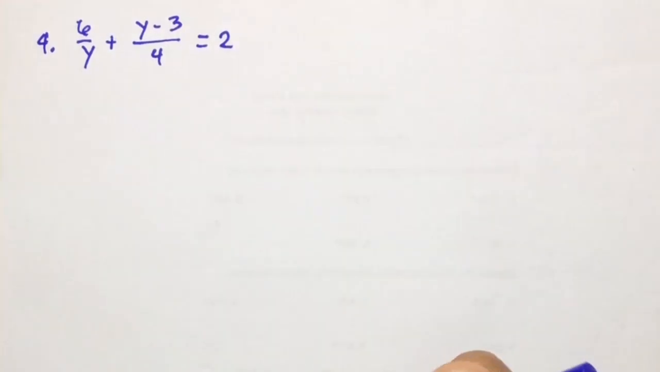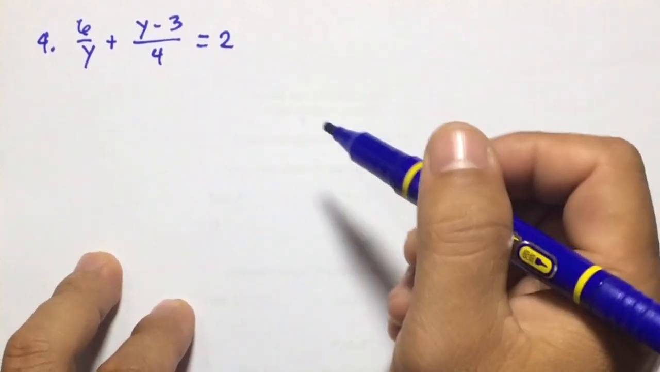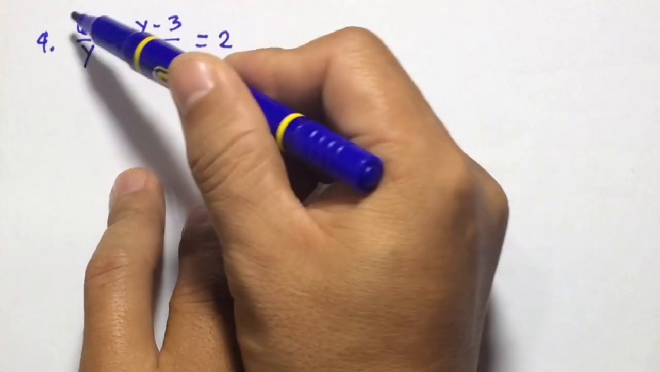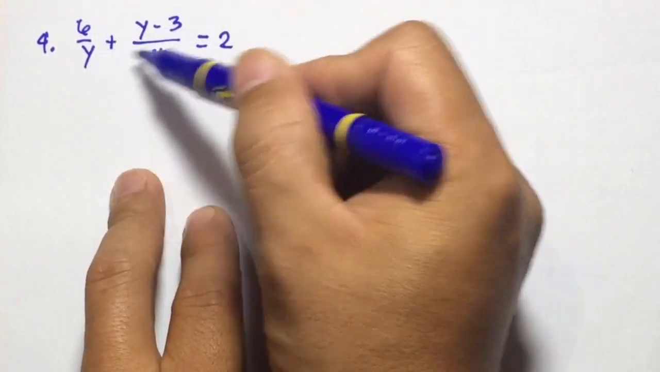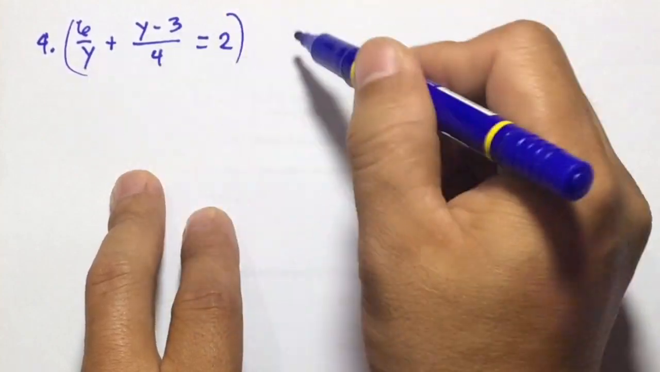Example number 4, 6 over y plus y minus 3 over 4 equals 2. So first, we're going to simplify or eliminate the denominators by multiplying the equation by 4y.